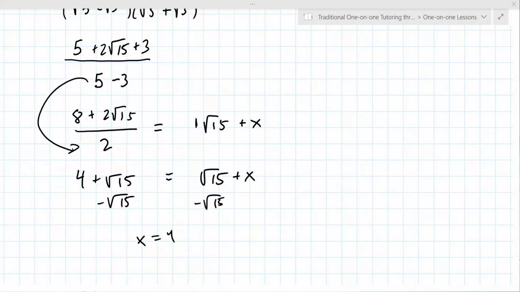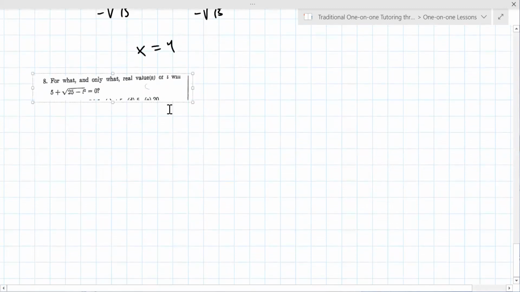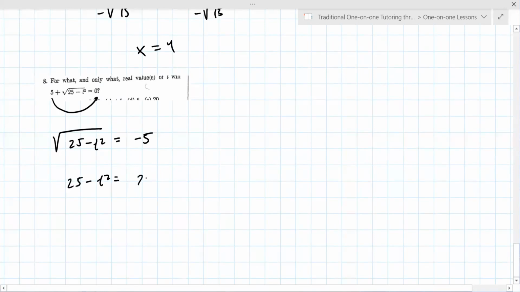Okay, number 8. Root 15 plus x. For what and only what real values of t will this work? So you have to solve this. You move this over, so you get square root of 25 minus t squared equals minus 5. You square both sides, you get 25 minus t squared equals 25. And then you end up getting t equals 0, because the 25s cancel, and the only thing that works there is 0.